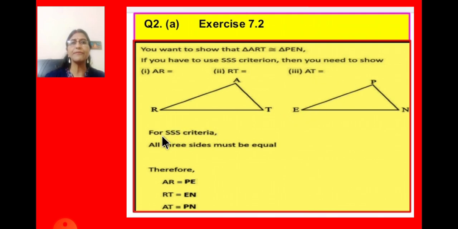As we have to use SSS criterion, as given in the question, all the three sides must be equal. So what will we write? AR is equal to PE. Similarly, RT is equal to EN, and AT is equal to PN, this is the third side of the triangle. So this you will write down in your notebook, or you can write it in the textbook also.